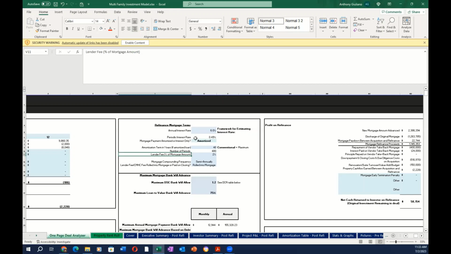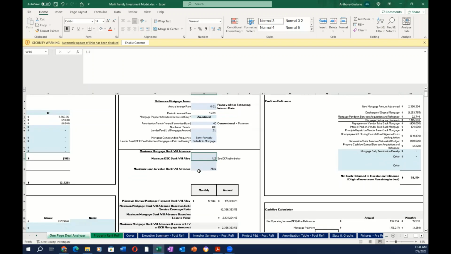And CMHC will roll that into the mortgage. So they'll usually take something closer to about a 4% lender fee, depending on the leverage point that you're going for. Again, those rates change all the time. So you'll have to talk with your broker and ask them what is the lender fee they'll be taking, or the mortgage insurance fee.